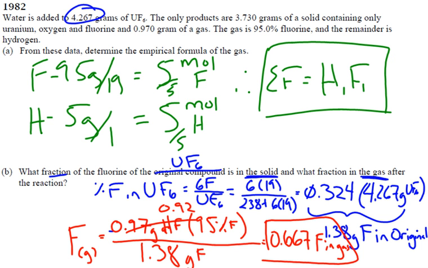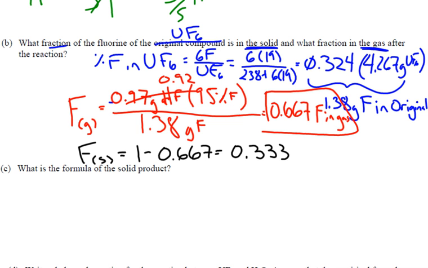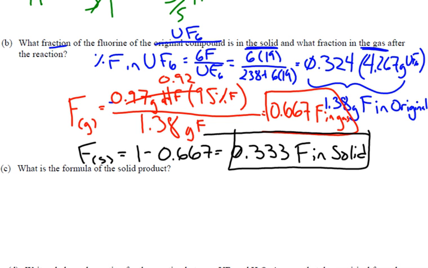I want to spell out gas. And then to figure out the fluorine in the solid, it would be 1 minus that, right? Because together they have to equal a whole. So this is 0.333 fluorine in solid. There we go. And already you can tell it's important to put those boxes around these because things can get a little messy.